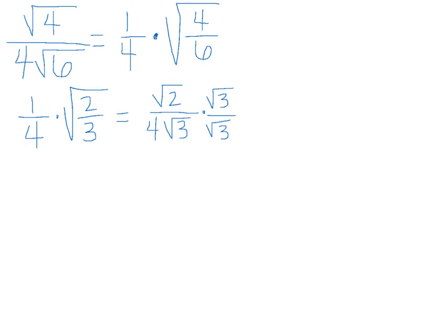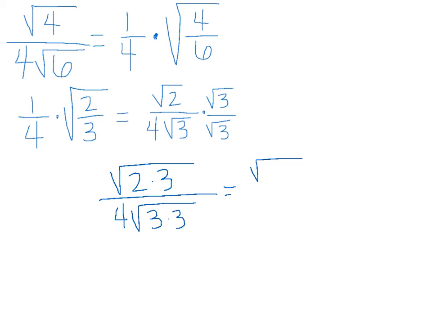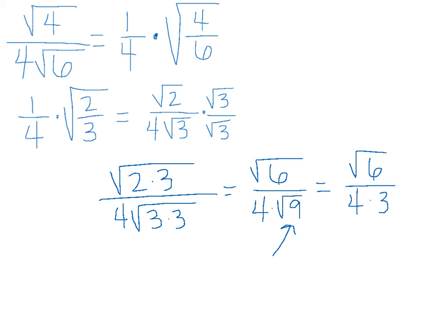And from there, across the top, I have the square root of 2 times the square root of 3. That's going to give me the square root of 2 times 3 like this. And across the bottom I have 4 times the square root of 3 times 3. Simplifying, we get the square root of 6 over 4 times the square root of 9. But we know what this is equal to. So I really have the square root of 6 over 4 times 3. And we know that 4 times 3 is just 12. So this is the fully simplified version of things.